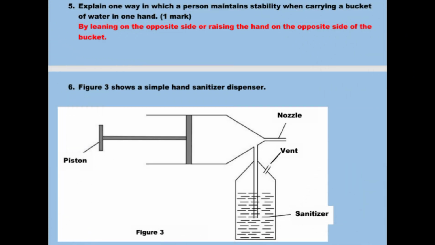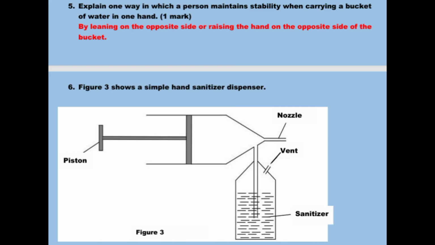Explain one way in which a person maintains stability when carrying a bucket of water in one hand. By leaning on the opposite side or raising the hand on the opposite side of the bucket. So simply we are saying that you can balance by either bending on the other side, or of course you can lift the hand which is on the other side of the bucket. We go to question 6.